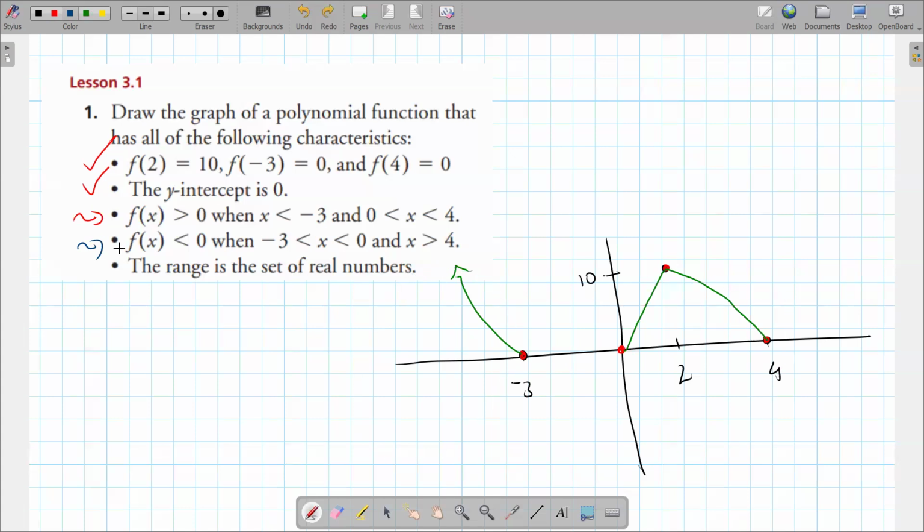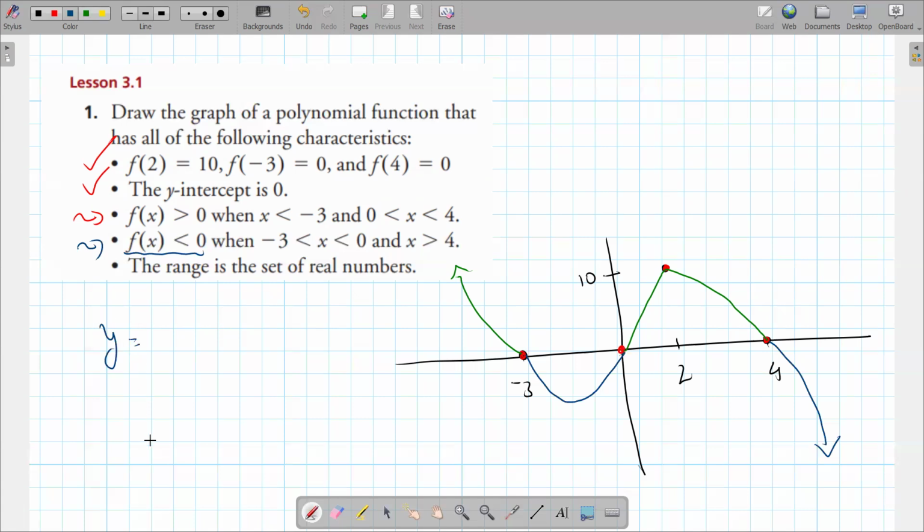Now for the next one, it's a negative region. f of x is less than 0 means it's negative when the curve is between -3 and 0, so maybe right here. And when x is greater than 4, it's negative. So there you go. That's going to be our curve.